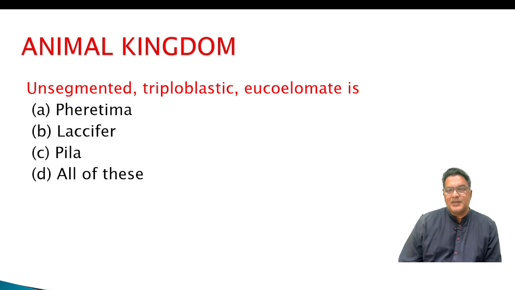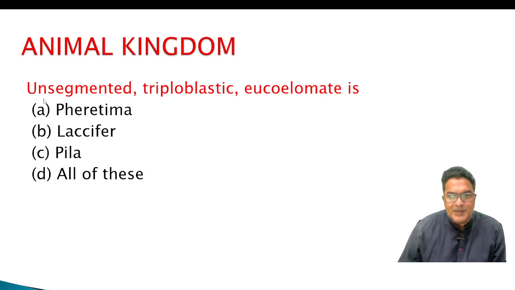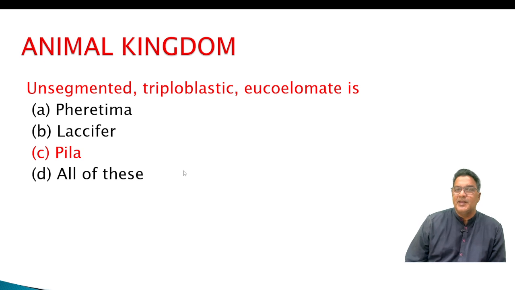Unsegmented, triploblastic, eucoelomate is. Unsegmented is enough to remove it, isn't it? Metameric segmentation is in Annelida and Arthropoda. Triploblastic eucoelomate: Annelida, Arthropoda, Mollusca all are triploblastic eucoelomate. So we need to go with unsegmented. Who is unsegmented? Mollusca.